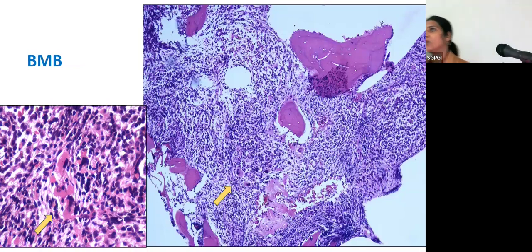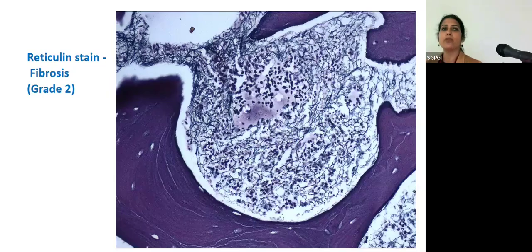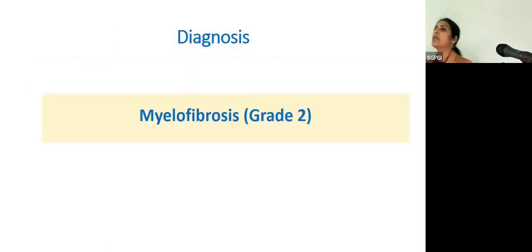Again, cellular marrow, yeah, and megakaryocyte clusters, cloud-like megakaryocytes, and again the streaming. Okay, so what is the diagnosis here? The morphological diagnosis when you see streaming cellular marrow, myelofibrosis, right? So the first diagnosis was, and we confirmed that on a reticulin stain, you can see that there is grade 2 myelofibrosis. So the diagnosis which was given was myelofibrosis grade 2. So this was a child who had myelofibrosis, right?